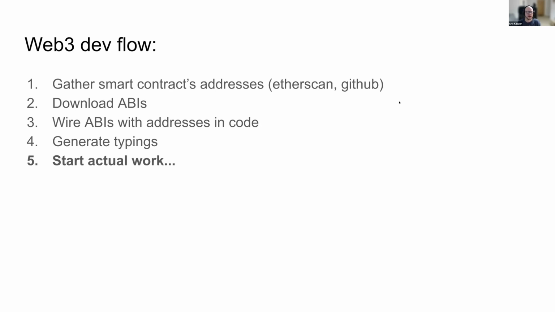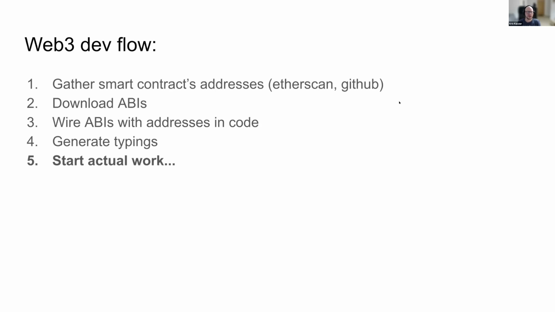But then you need to find APIs. Maybe if you're lucky, you can find the APIs somewhere on GitHub. But then you need to wire APIs with the addresses in code, like create ethers.js contract wrappers or something similar. Then you need to generate typings if you want to have good developer experience and type completion.